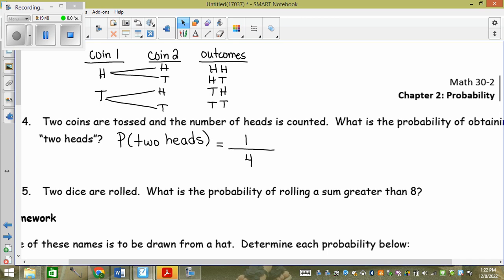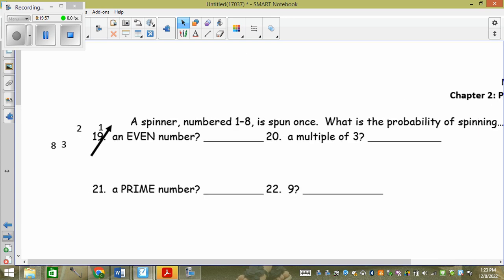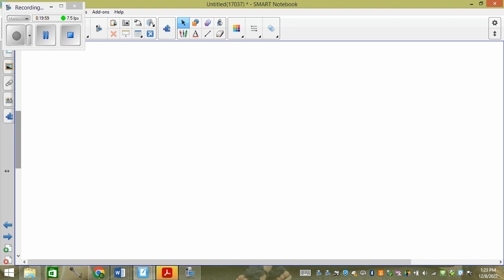Now if you flip over your page, we're going to come back to this one in a second, but flip over your page, there's a blank spot. You see that? That's where we're going to go. So 2 dice are rolled. What's the probability of a sum greater than 8? So we need sums of 2 dice. On the next page I told you to flip, there's a blank spot. That's where we want to go.